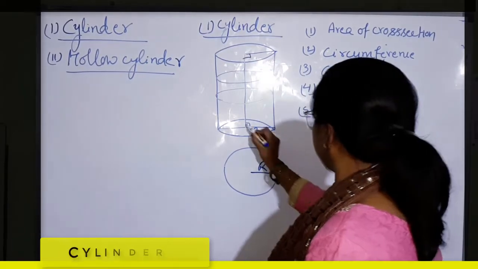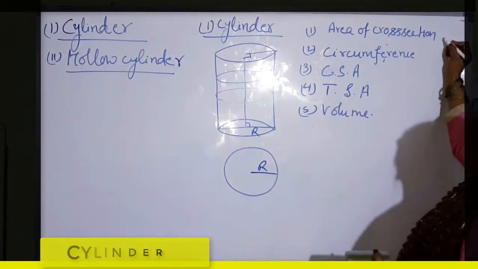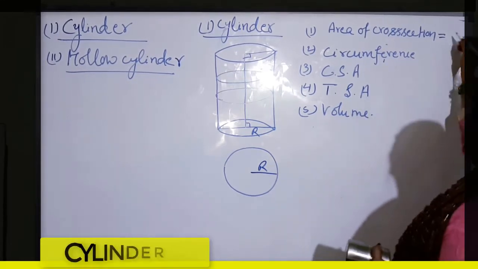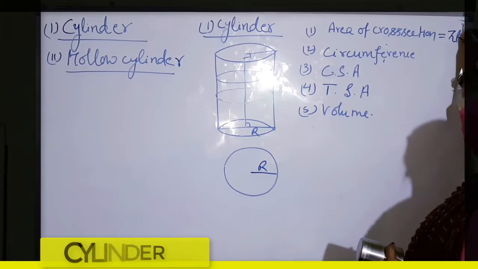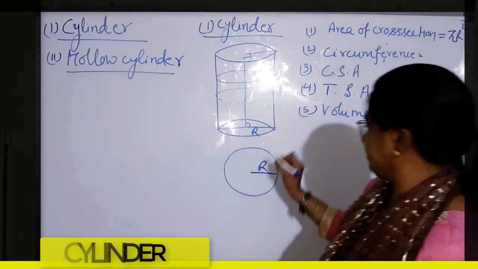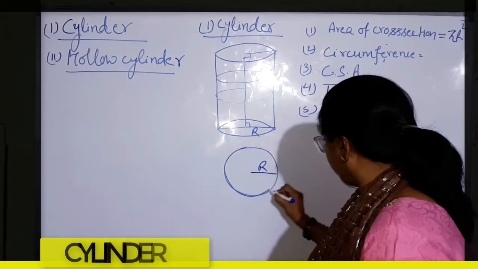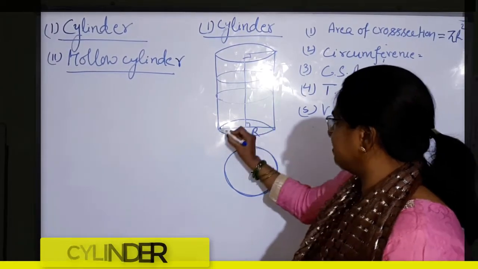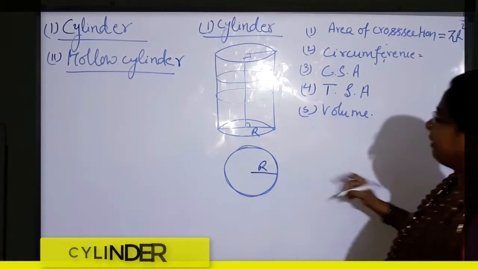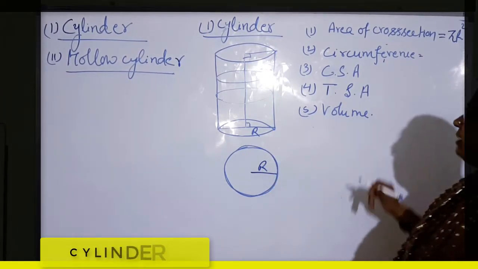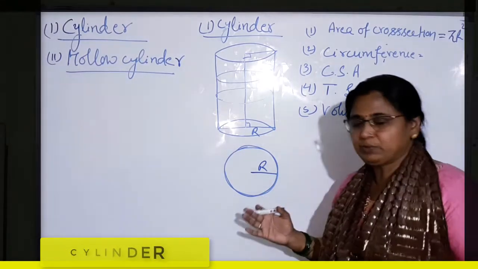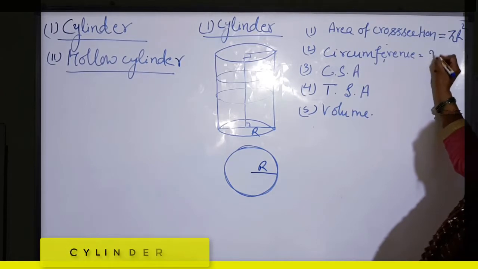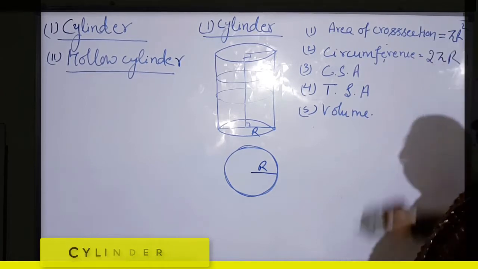This also is 90 degrees. The area of cross section, that means the area of the circle, is pi R square. The circumference, the boundary of the circle, is 2 pi R. I have explained this in the circle chapter, so remember that old formula: circumference is equal to 2 pi R.